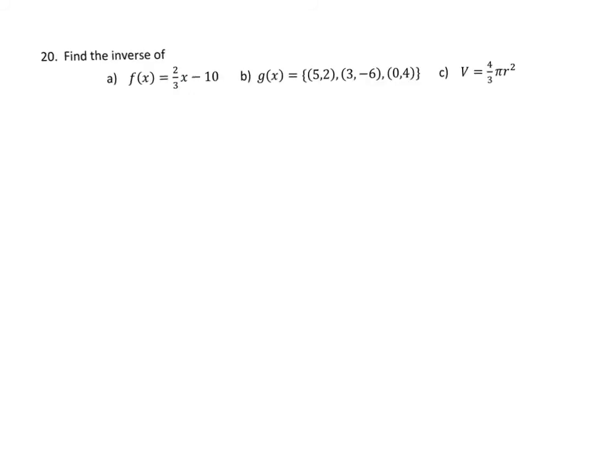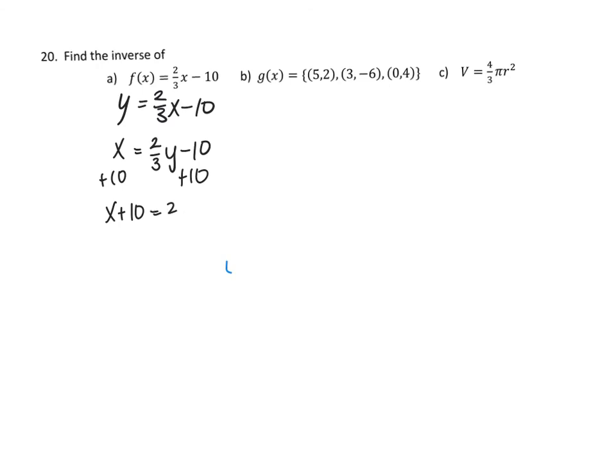Find the inverse of the function. 3 steps: change f of x to y. So y equals 2/3 x minus 10. Swap your x and y. So x equals 2/3 y minus 10. And then get y by itself. So we're going to add 10. x plus 10 equals 2/3 y. And multiply by the reciprocal, 3/2.